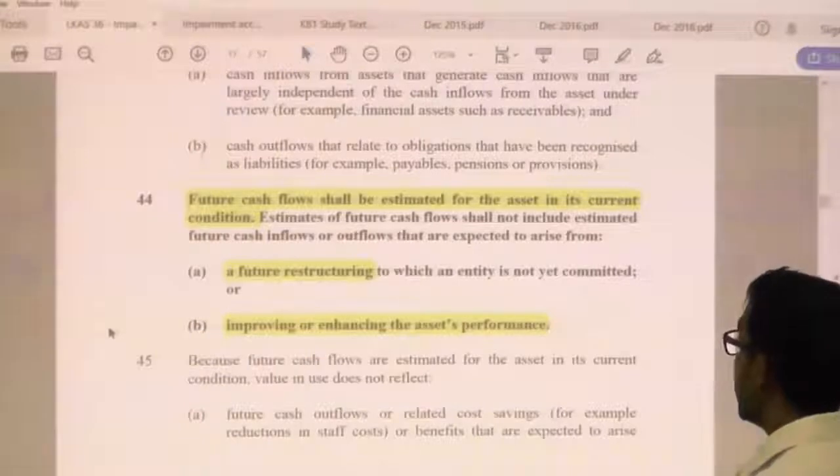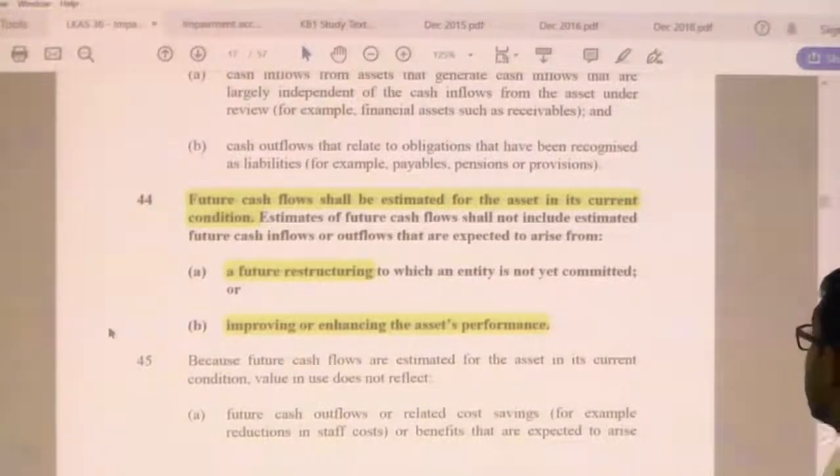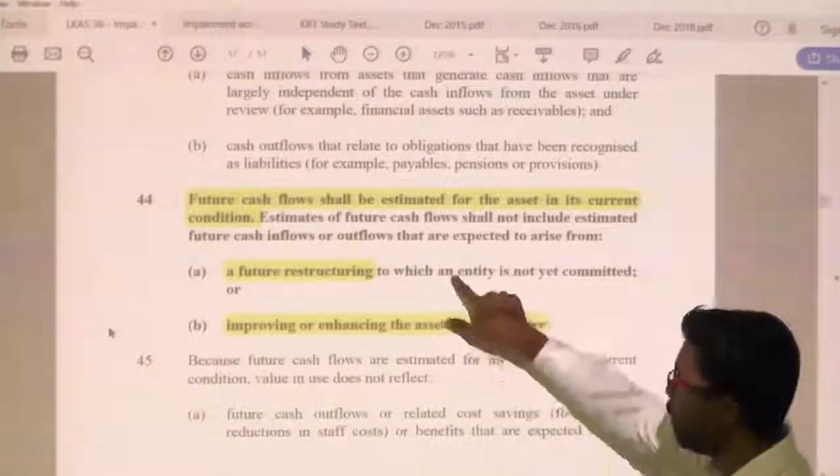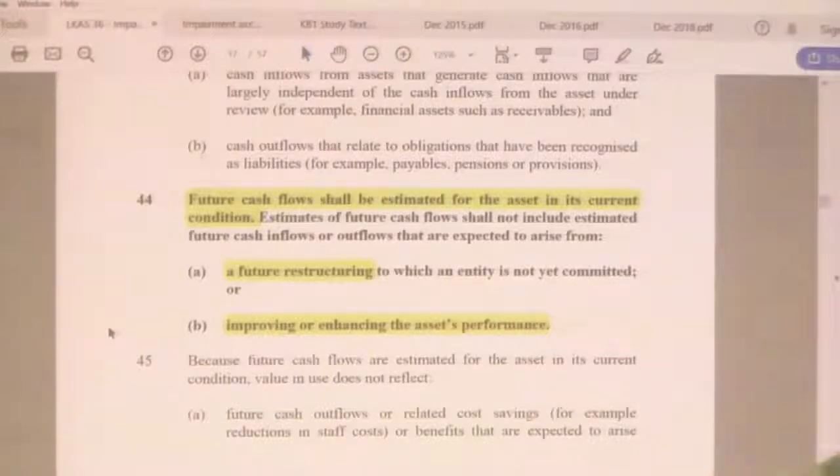What are they? Future restructuring to which the entity is not yet committed. You have a plan of restructuring, but you don't have any commitment in today's context. Improving and enhancing asset performance. If there is any cash inflow or outflow from these, they will not be considered, right? According to what? Asset recognition criteria. It is not as a result of a past event, right?